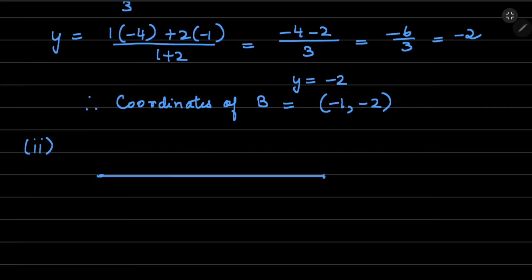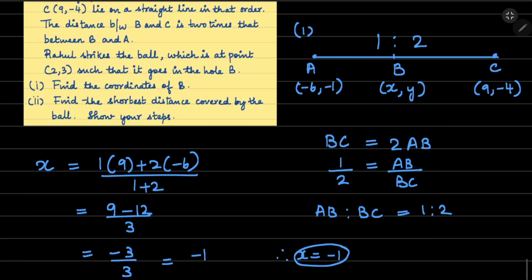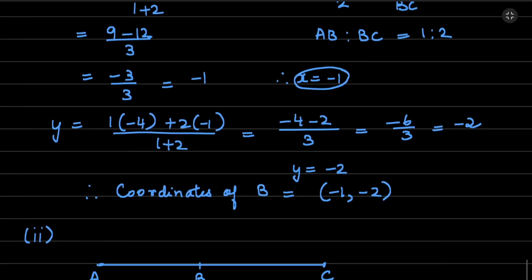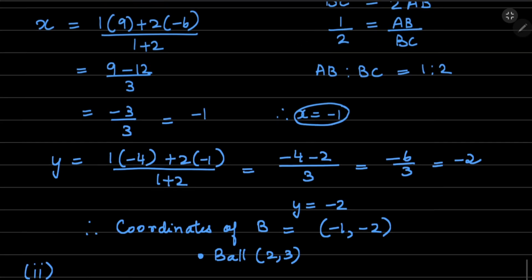Okay. So this is your A, B, the coordinates of which we just got: -1, -2. Now what are you asked? Rahul strikes a ball which is at a point 2, 3. Suppose this is the point where the ball is. And what is the coordinate? The position of the ball is 2, 3.